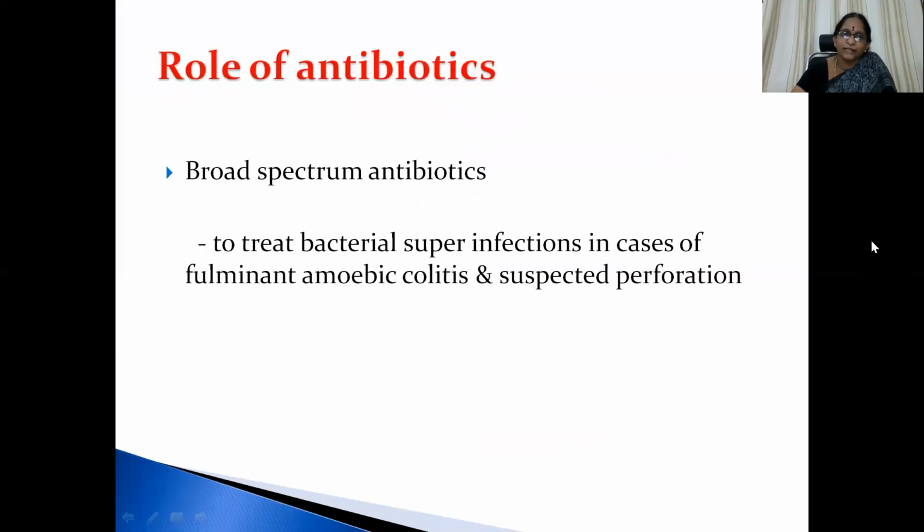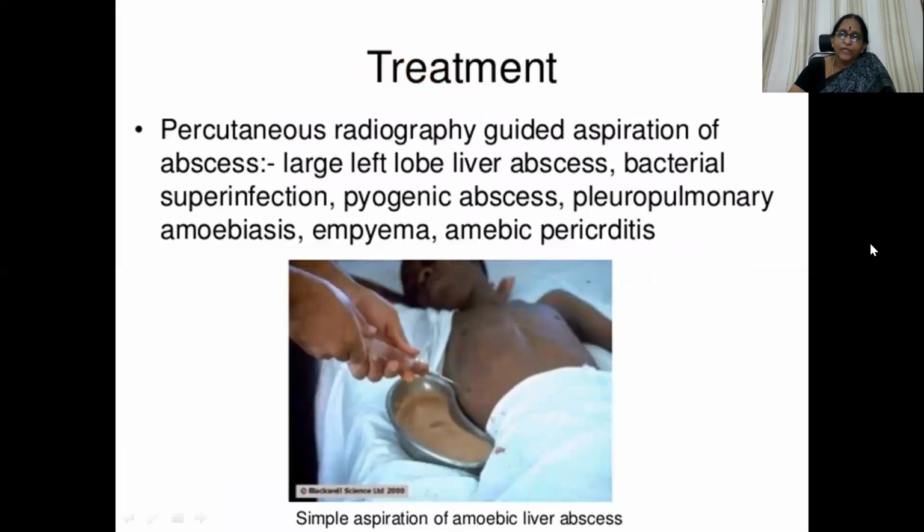And what is the role of antibiotics? Tetracyclines and broad spectrum antibiotics, whatever antibiotics we have discussed till now, are used to treat bacterial superinfections in case of fulminant amoebic colitis. And as we discussed in the earlier slide also, they can prevent rupture or perforation and infectivity to other tissues. Then apart from drug administration, what is the other mode of treatment that we can have? Percutaneous radiography guided aspiration of abscess, especially in case of left lobe liver abscess.